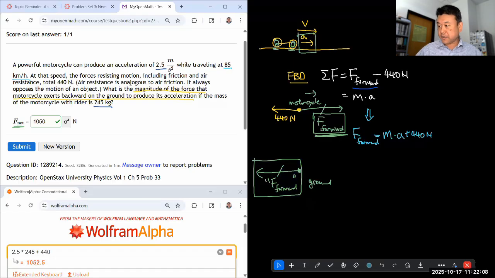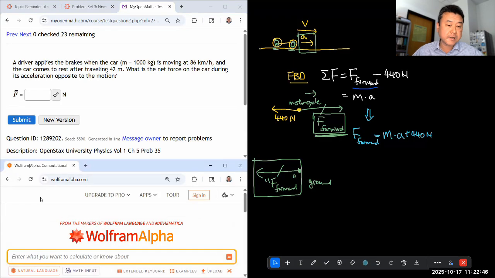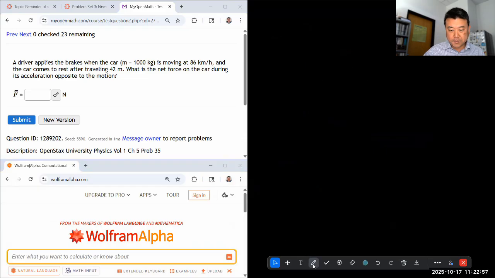Oh, I have to jump a little bit for that. Okay, this is the next question, problem 35. It says a driver applies the brakes when the car is... let me just start sketching. The sketching that I'm doing right now, it's kind of a doodle.